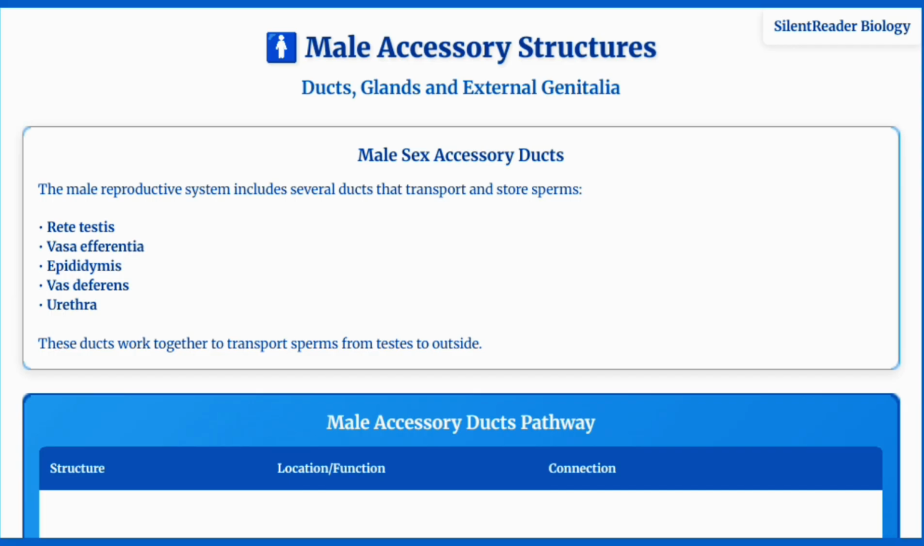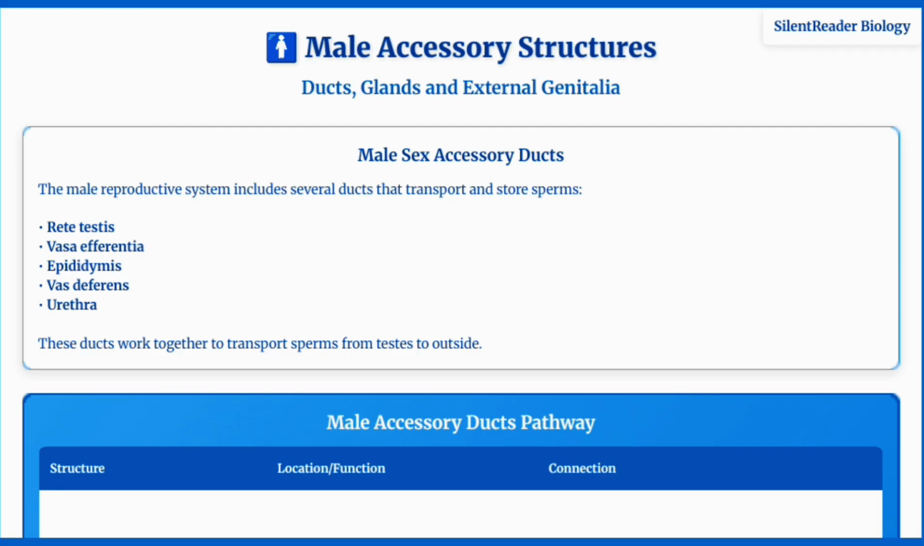The epididymis serves as a storage and maturation site for sperm before they move into the vas deferens, which ascends into the abdomen, loops over the urinary bladder, and joins with the duct from the seminal vesicle to form the ejaculatory duct that opens into the urethra. The urethra then carries sperm through the penis to the external opening called the urethral meatus.